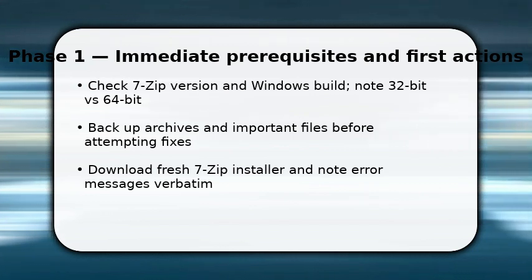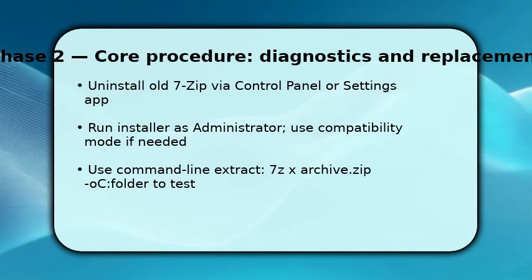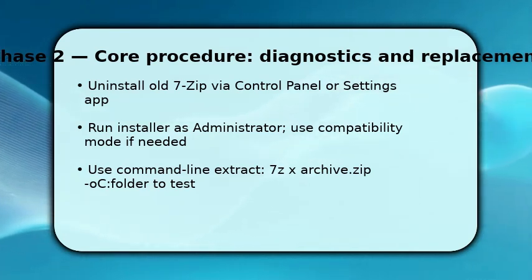You uninstall the old 7-zip cleanly using Control Panel or Settings because remnants can block a clean install. Then run the new installer as administrator. If Windows is old, enable compatibility mode before launching.